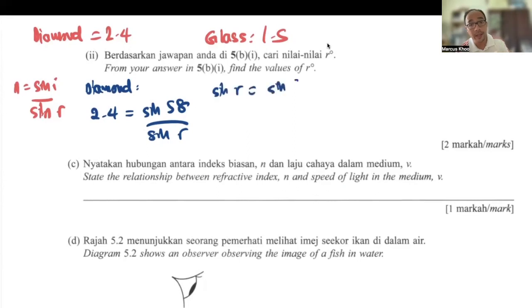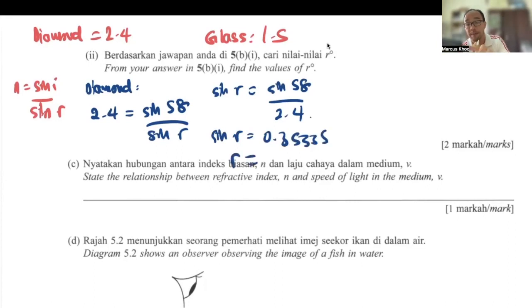Okay, now when you calculate this, make sure that you calculate it separately. Sine 58 first. Oh, sorry. Okay, sine 58. Then only you divide by 2.4. Okay, so you get 0.3533. So sine R is 0.35335, etc. Then only you shift sine.